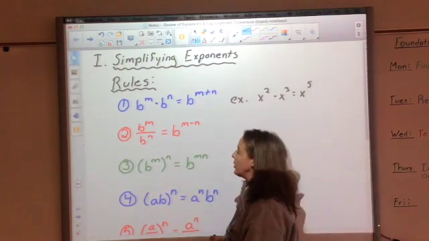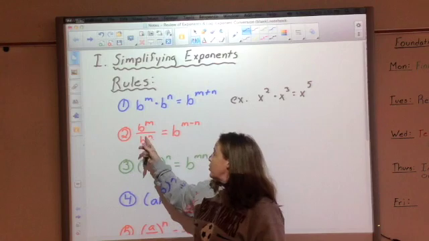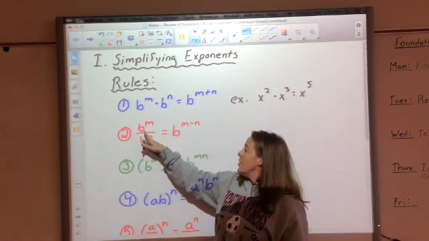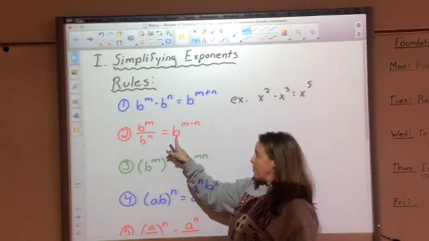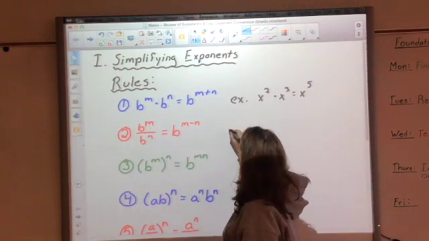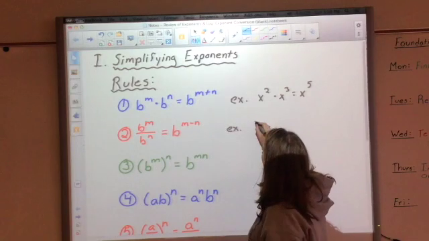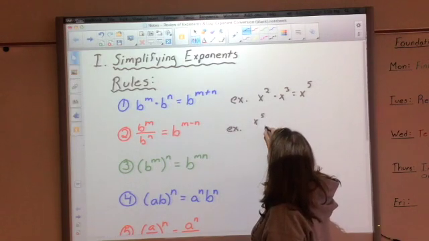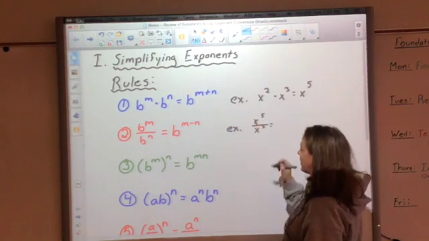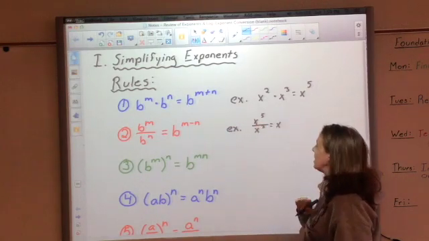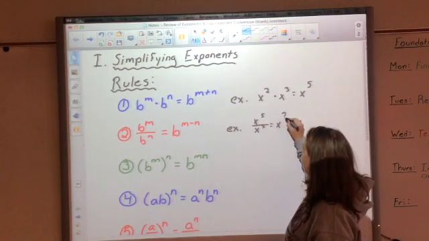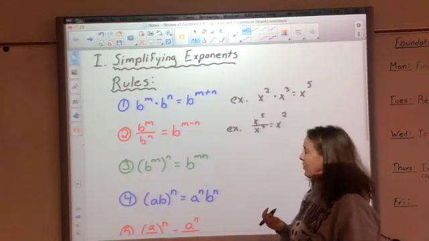Our second rule is the quotient rule, and this is where, again, we have the same bases, but this time we're dividing. So in this case, we keep the base the same, and we subtract the exponents, m minus n. So let's say we have x to the 5th power divided by x to the 3rd power. Since the bases are the same, we can keep the base as x and then subtract the exponents, which would be 5 minus 3 is 2.